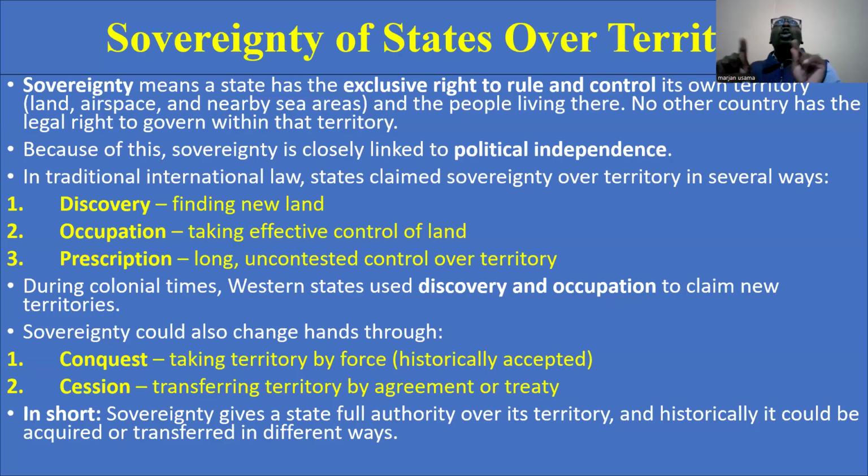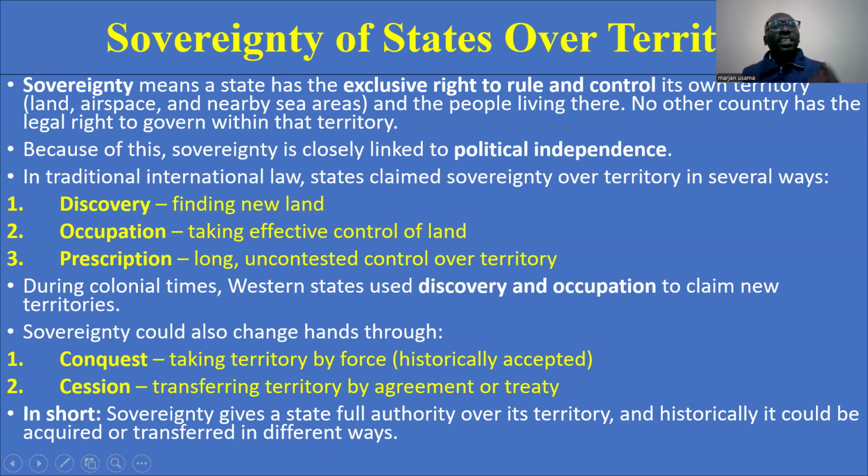Sovereignty requires exclusive right. Everybody in Somalia is being controlled by the Somali government. That is sovereignty. But if you have some regions saying, no, we have our government, we don't recognize this state, the federal government, we don't have sovereignty. So no other country has the legal right to govern within that territory. So if you have your territory, no other country can govern your territory. Because of this, sovereignty is closely linked to political independence. So countries that have sovereignty, they have political independence.